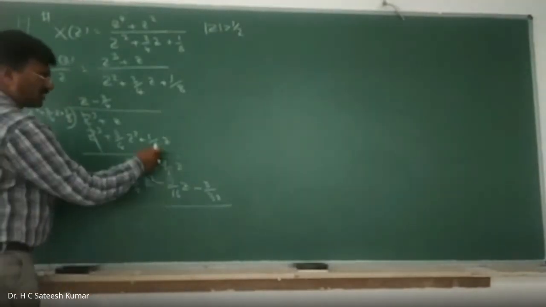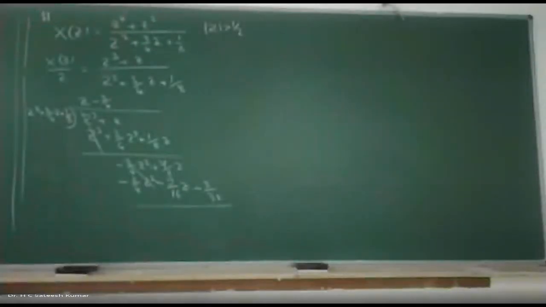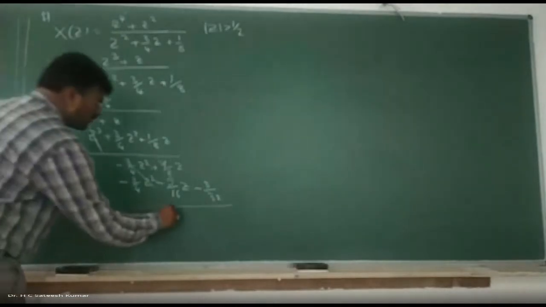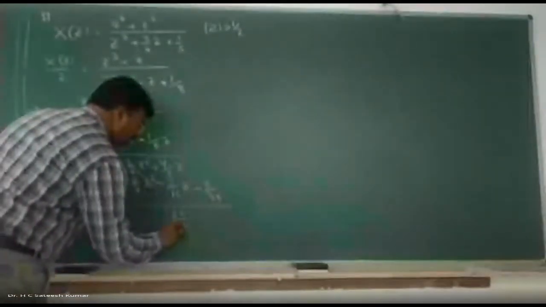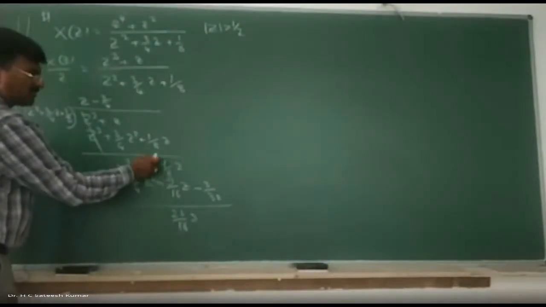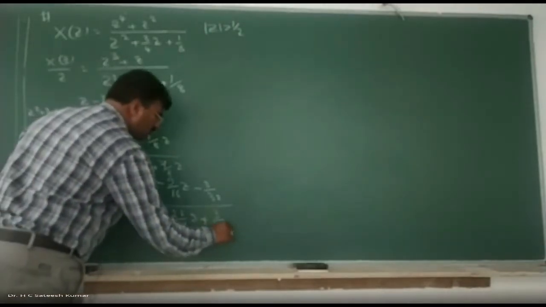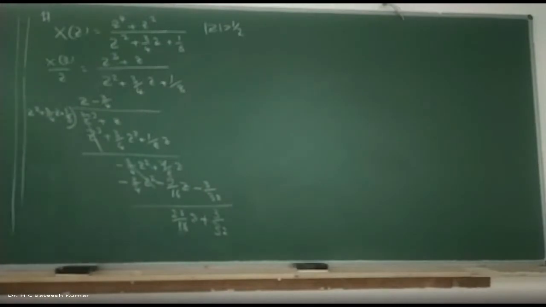The Z square terms get cancelled, and these two get added up: 9 by 16 plus 7 by 8. Do it with a calculator. You will get 23 by 16 Z. When you are subtracting, this becomes plus, so plus 3 by 32. While subtracting, it becomes positive.